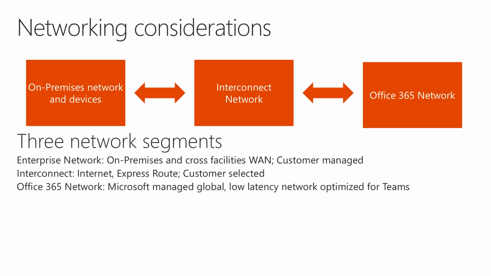But then there's the interconnect network, the connector network that connects you to the Microsoft Office 365 network. This could be either the internet, or if you choose to deploy, it could be ExpressRoute. While you cannot directly control this network, because obviously it's controlled by the provider, you have influence over it.